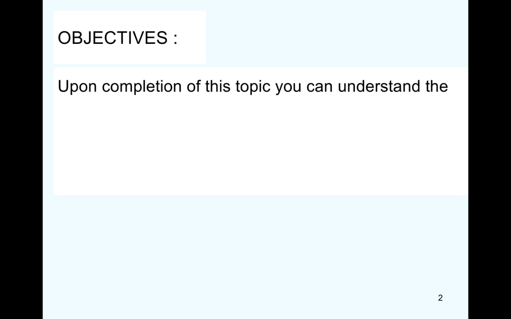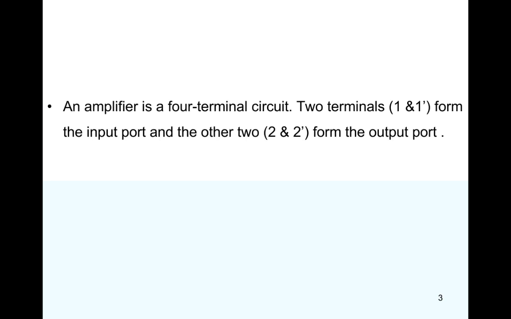So what are the main objectives of today's class? Three transistor configurations. We are going to observe this one. In the previous class we studied how the transistor works as an amplifier. An amplifier is a 4-terminal circuit.